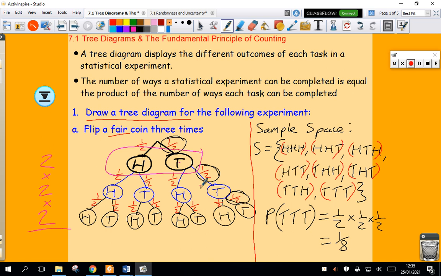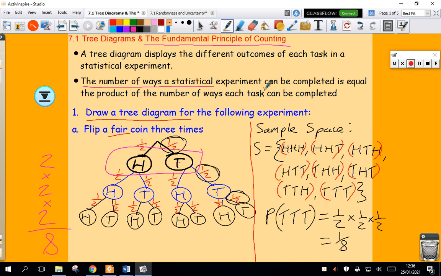And 8 possible outcomes from 3 flips of a coin. Notice 2 by 2 by 2 is 8. And this is something called the fundamental principle of counting. The fundamental principle of counting says this: the number of ways a statistical experiment can be completed is equal to the product of the number of ways each task can be completed.